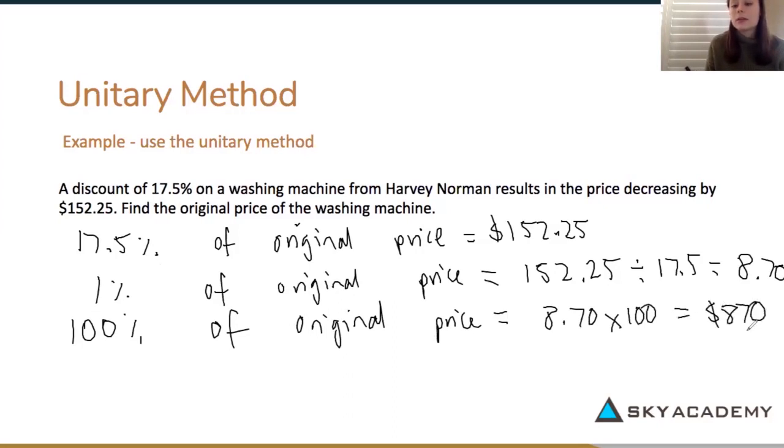So just to recap, what you do is you figure out what 1% of something was, and then times it by whatever you need to find. In this case, we needed to find the original price, which is 100%. So I times my 1% by 100 to figure out what 100% of the washing machine cost. And that was $870.